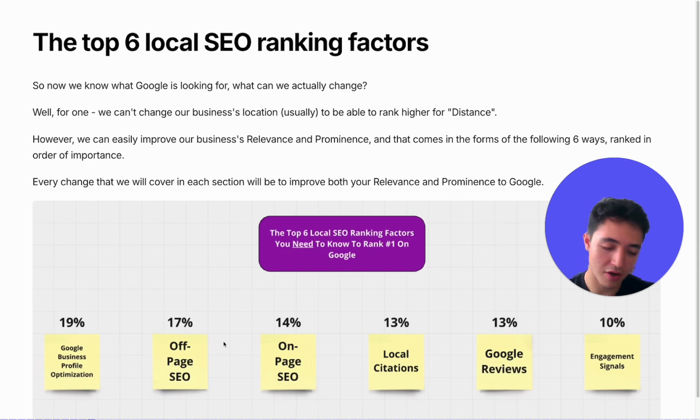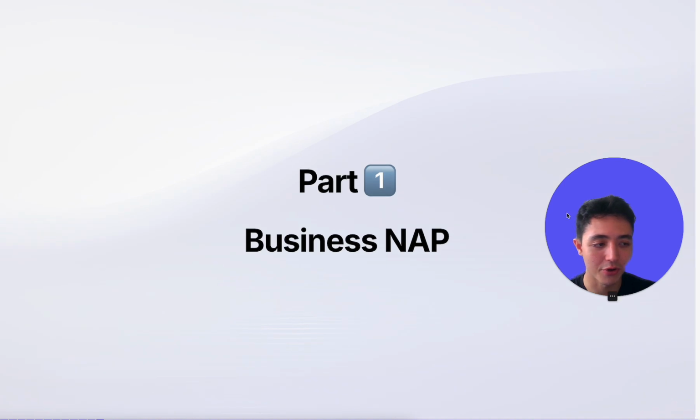But essentially, your Google business profile is the biggest factor. Next is going to be off-page and on-page SEO. That's things to do with your website. Local citations, that's also basically getting listed on directories, things like that, that contributes as well. Google reviews and engagement signals are also to do with your Google business profile, right? So 3 out of the 6 things that you need to rank higher on Google are essentially to do with your Google business profile, which is why it's so important.